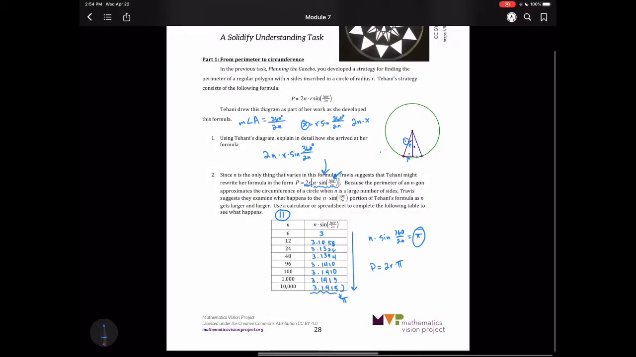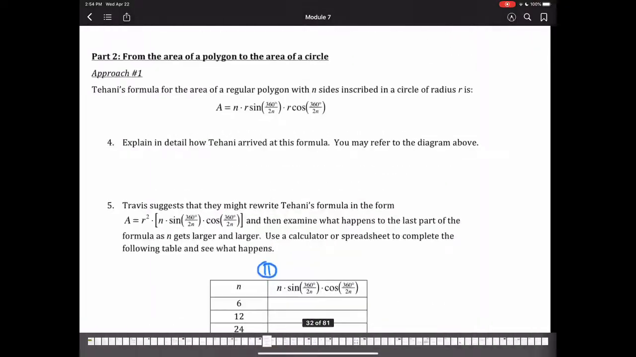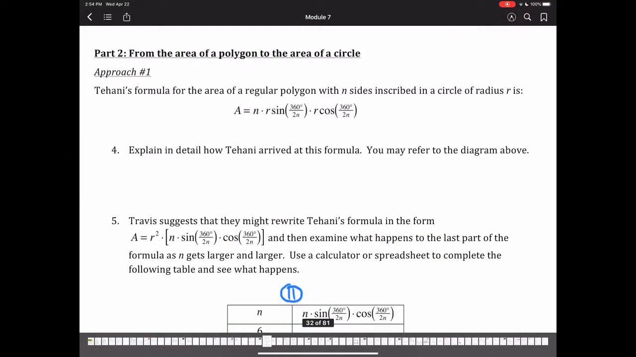So that we can go ahead and write down for number 3. So now let's look at part 2. We're going to find the area of a circle based on the area of a polygon. So we just looked at the circumference of a circle based on the perimeter of a polygon, but now we're going to look at areas instead.